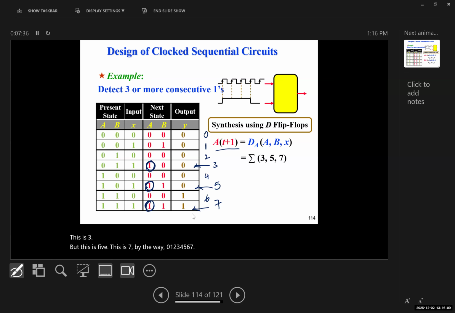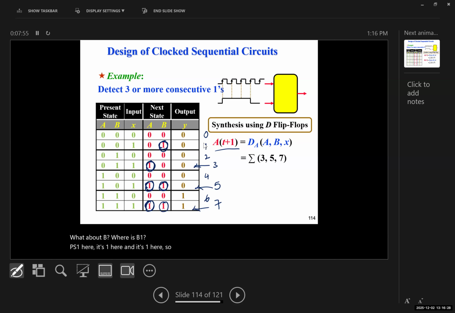So the minterms, the sum of products is going to be 1 at 3, 5, and 7. What about B? Where is B 1? B is 1 here, it's 1 here, and it's 1 here. So B is 1 at sigma of what?